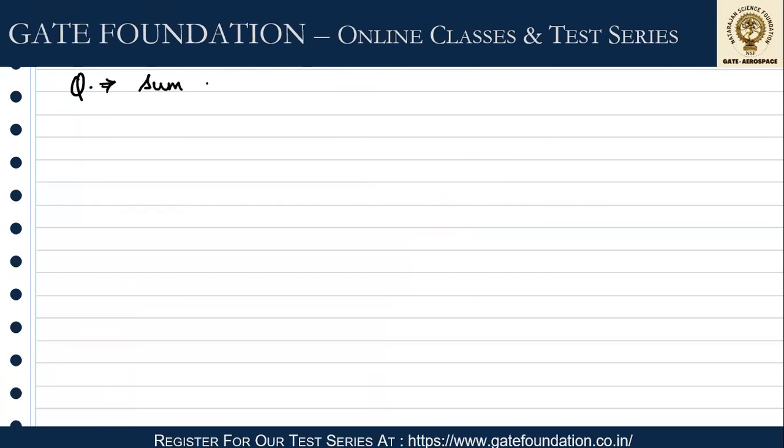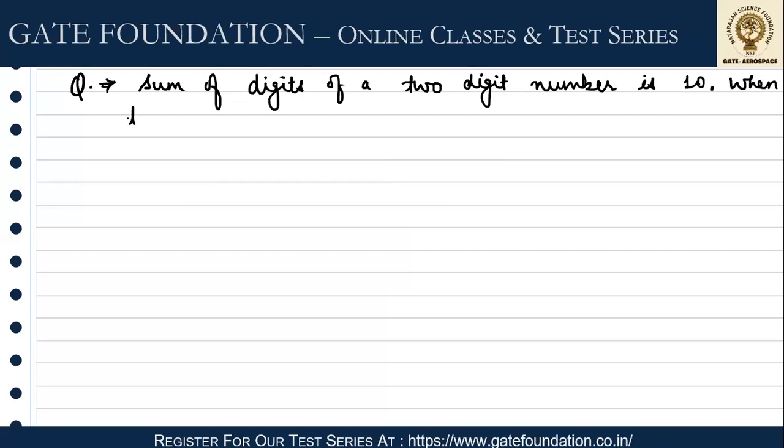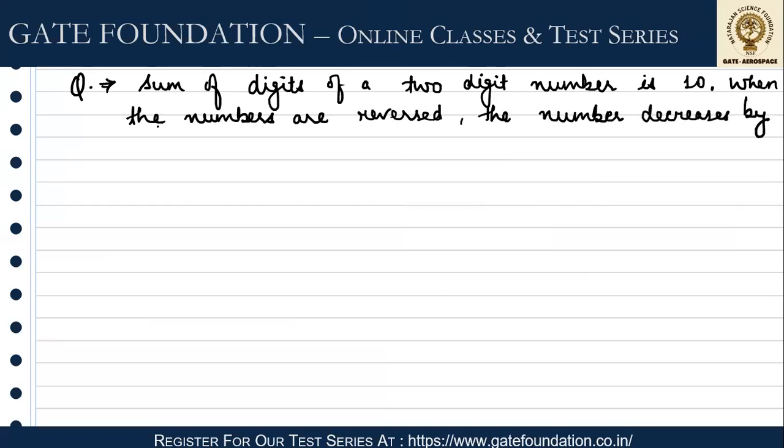So if the sum of digits of a two-digit number is 10, and when the numbers are reversed, the number decreases by 54, you're supposed to find the number. Yes, let's try to solve this.